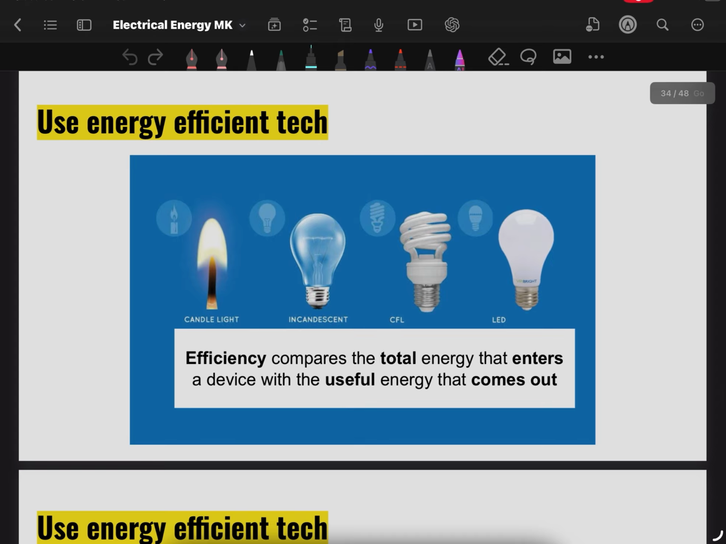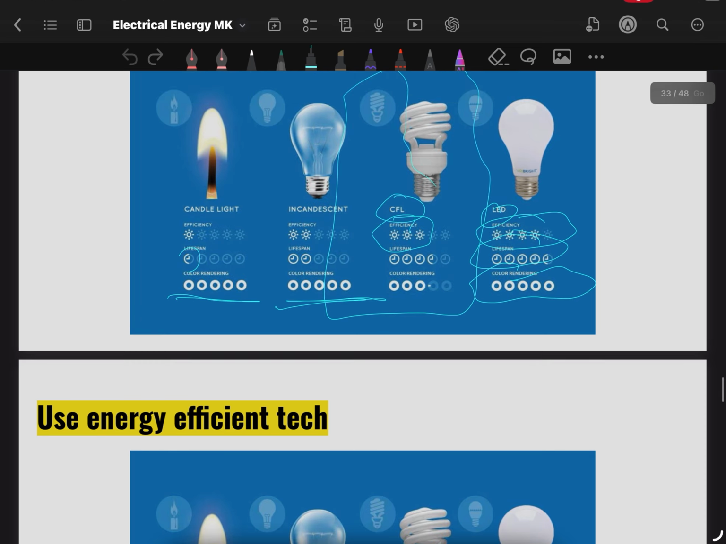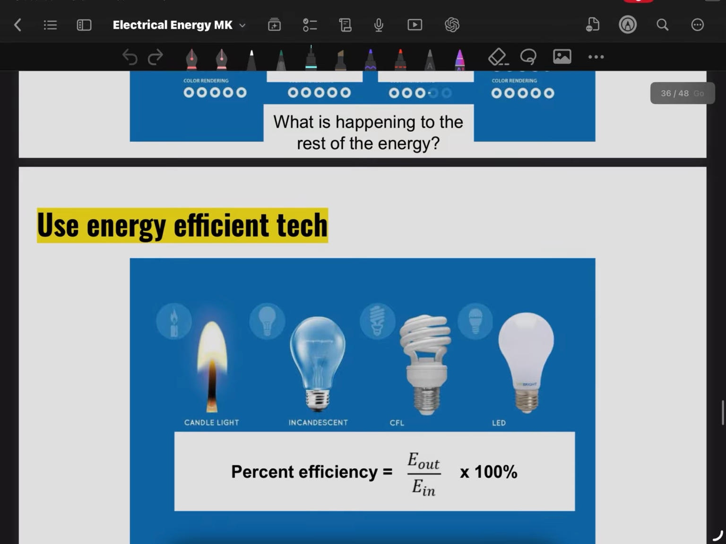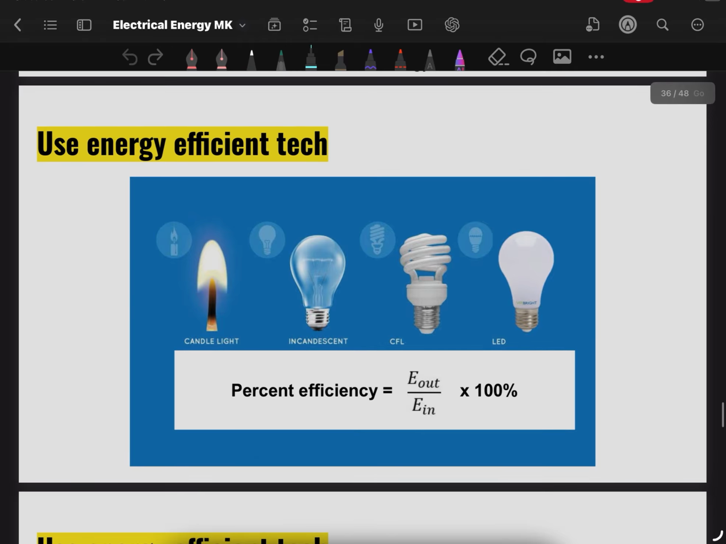So, what is efficiency? I've been throwing this word around, and you guys know what this is. Efficiency basically compares the total energy that goes in to a device with the useful energy that comes out. There's a formula for this. So here, as we saw earlier, there's 2 lights compared to 3 lights. So we can safely assume that 5% of the energy creates light compared to 20% of the energy creates light out of the ratio. Alright, so what was that formula I was talking about? Well, it's E out, energy out, over E in, energy in, times 100%. And this gets you your percent efficiency.